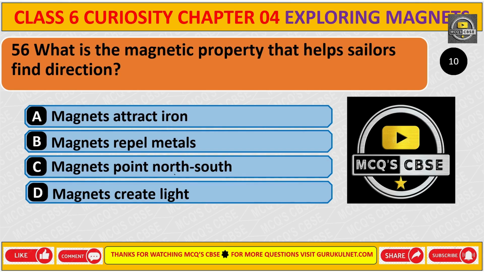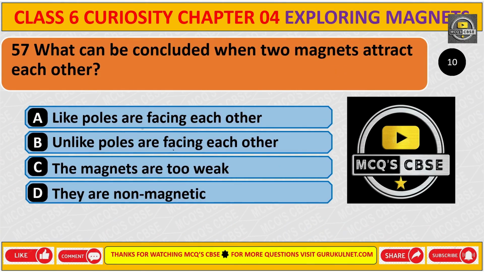What is the magnetic property that helps sailors find the directions? And the correct answer is C, a magnet points in the north-south direction. What can be concluded when two magnets attract each other? And the correct answer is B, unlike poles are facing each other.